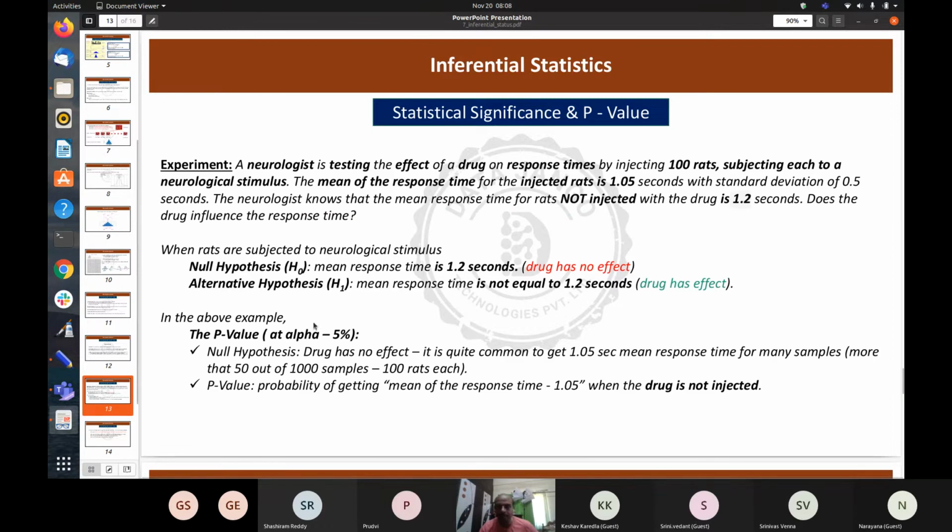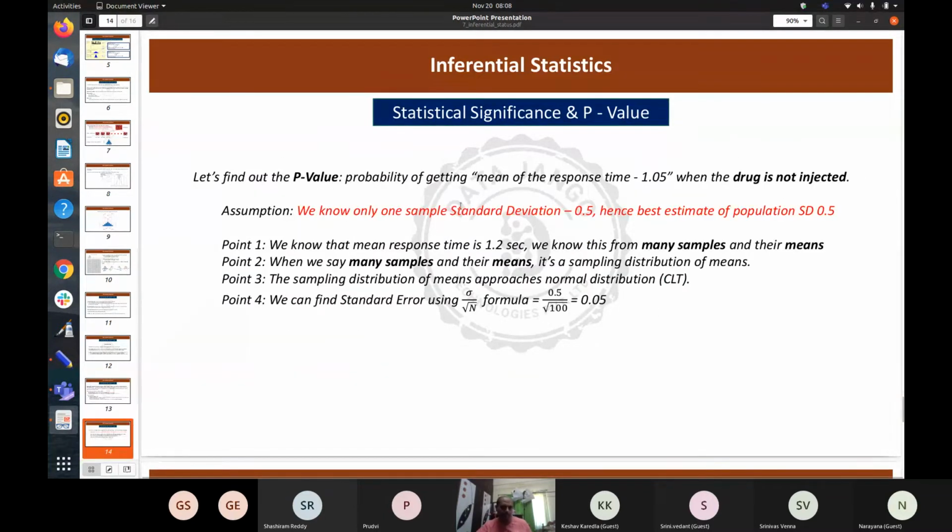And the population standard deviation, we don't know. They would have done the experiment on maybe 10,000 rats, or 1,000 rats, or maybe 100,000 rats, but we don't know the standard deviation of it. So whatever standard deviation we know, we'll take that as the population standard deviation. That is one approximation, that's what I did here. We know the mean response time is 1.2 seconds, from many samples and their means. This is the mean of the sampling distribution of means, which means this is actually the population's mean.